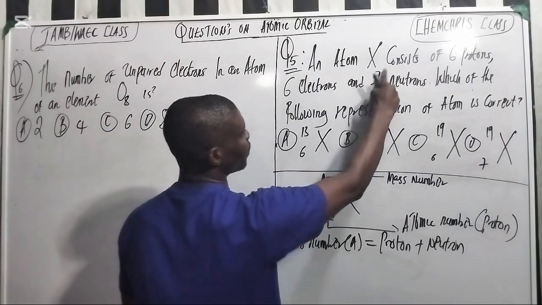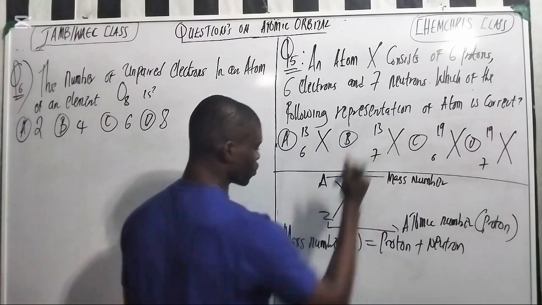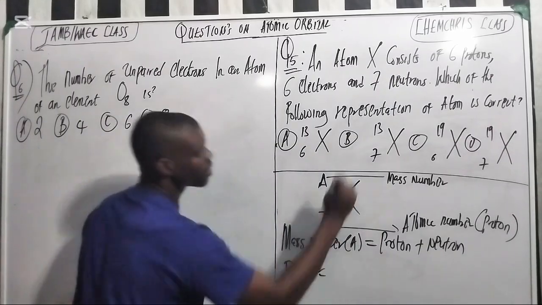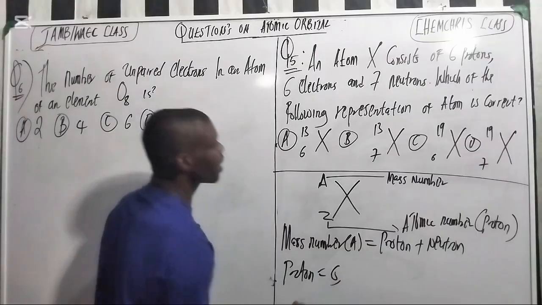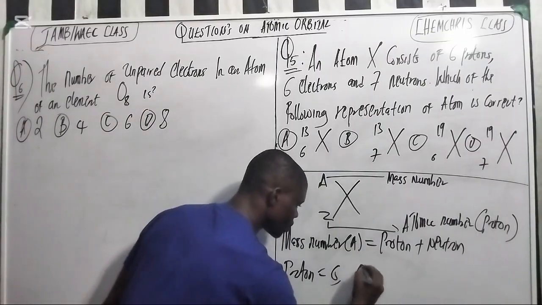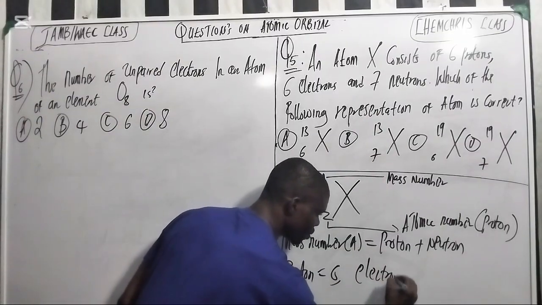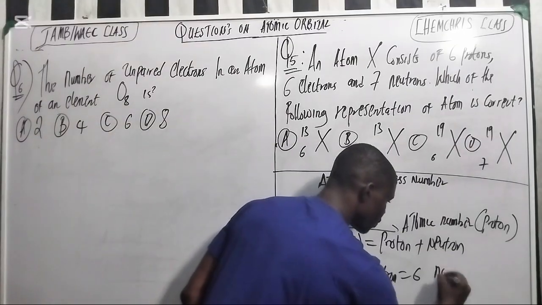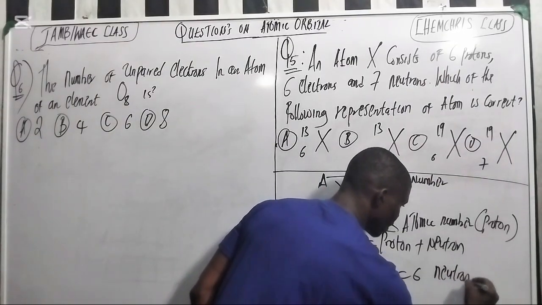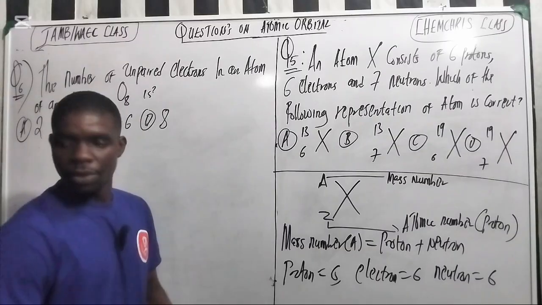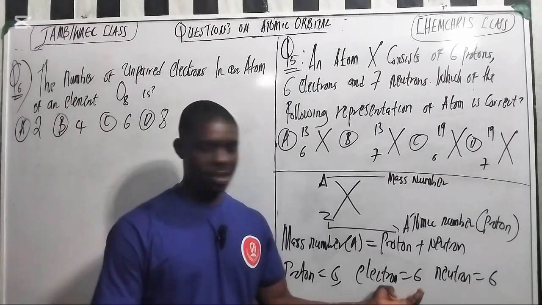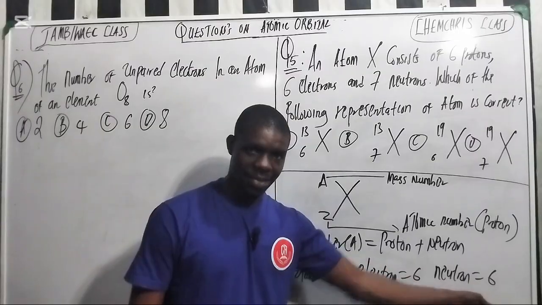So an atom S consists of 6 protons. That is, proton equals 6, right? Electron is equal to 6, and neutron is equal to 7. So we have proton 6, electron 6, and neutron 7.